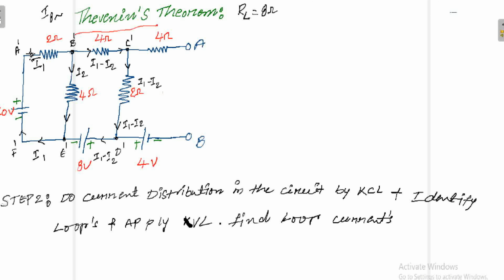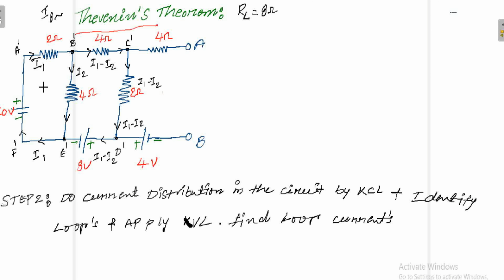So this is your A', B', E', F', A'. This is your first loop. Next, second loop: B', C', D', E1', B'. This is your second small loop. Next, A', B', C', D', E', F'. This is your third loop, which includes the first and second loop.